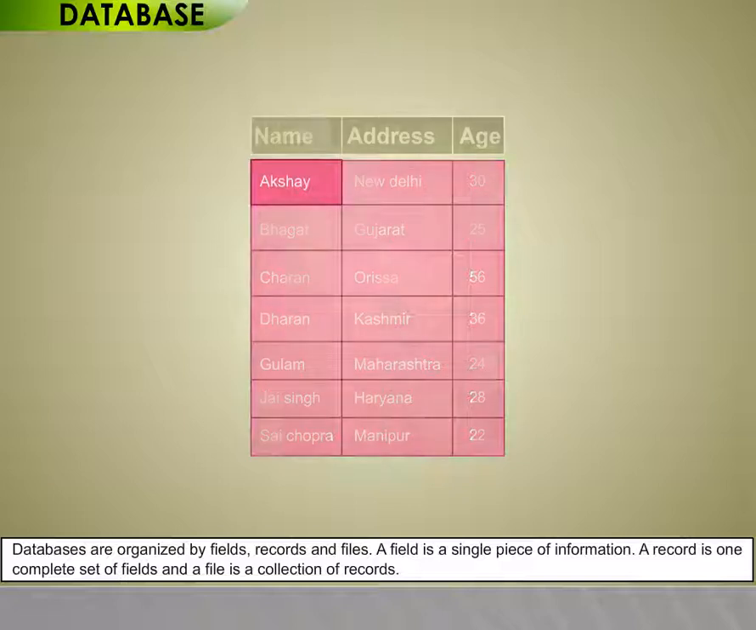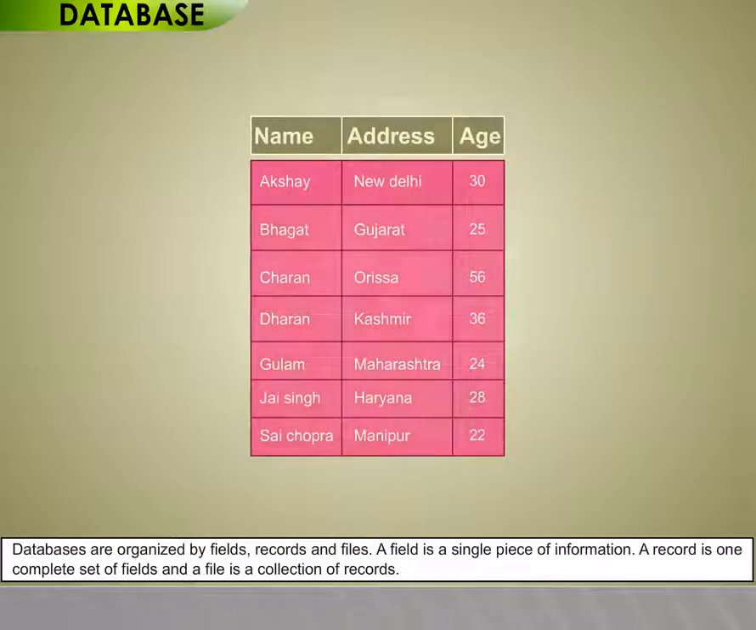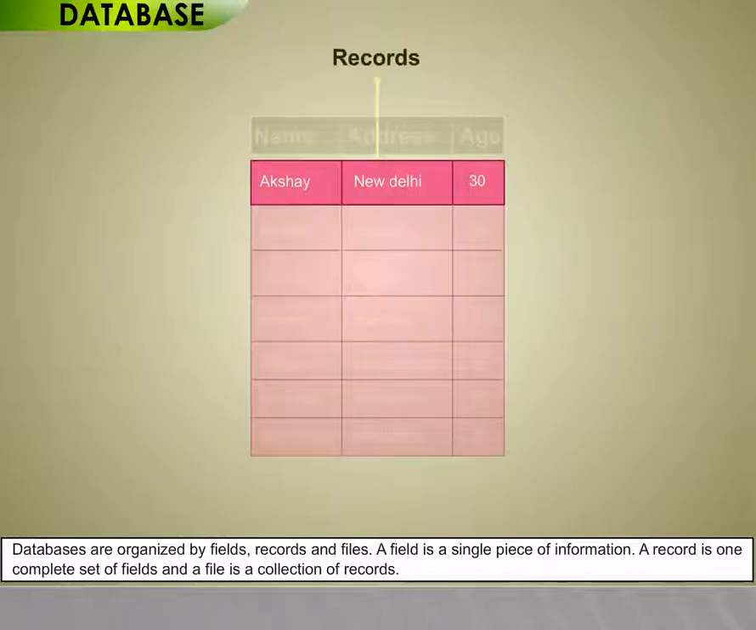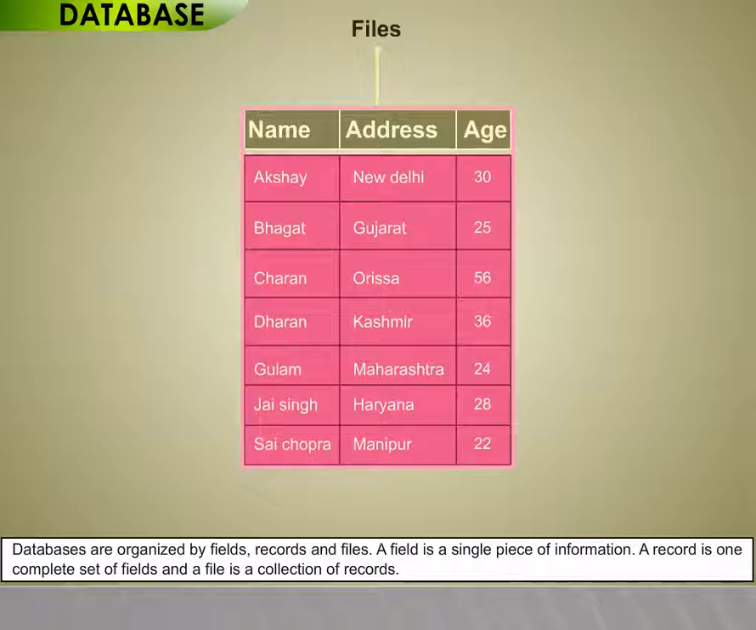Databases are organized by fields, records, and files. A field is a single piece of information, a record is one complete set of fields, and a file is a collection of records.